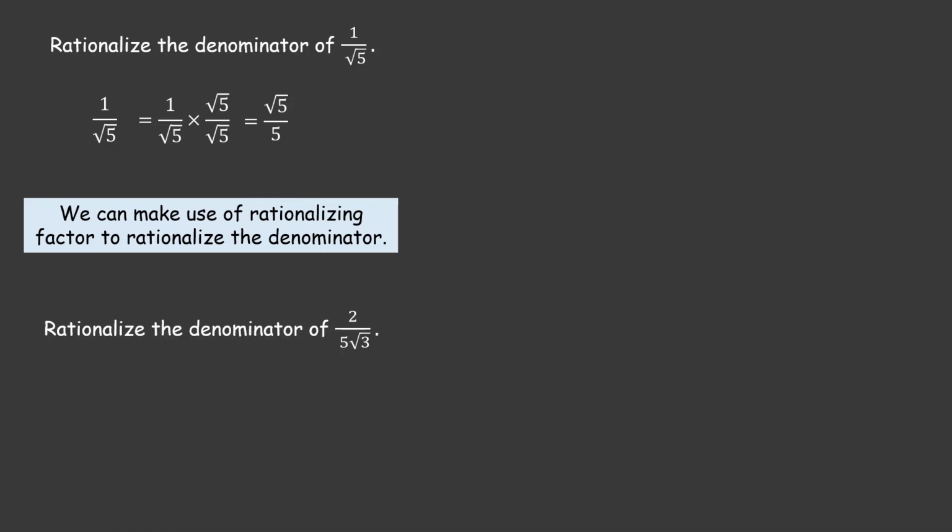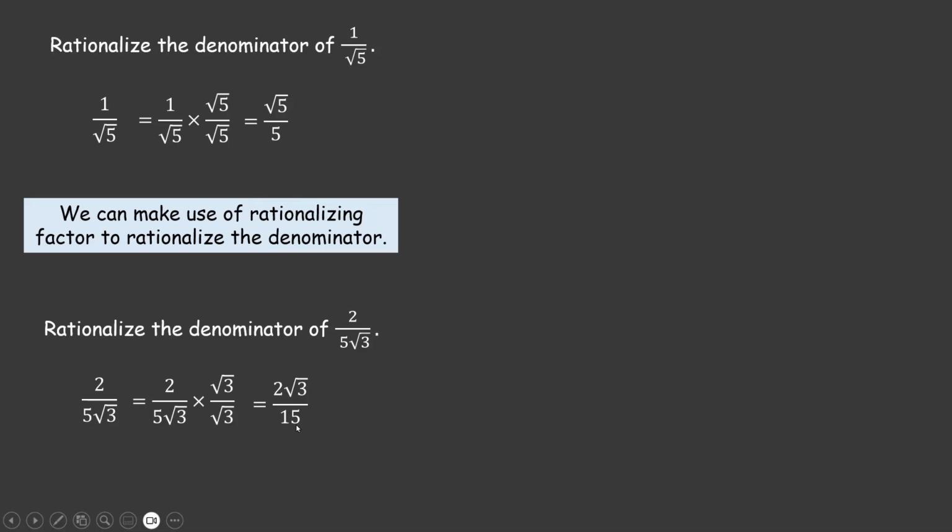Let's look at one more example. Rationalize the denominator of 2 by 5 root 3. Now here, the rationalizing factor of 5 root 3 can be root 3. So let's multiply and divide it with root 3. This will be 2 root 3 divided by 5 into root 3 into root 3, which is 5 into 3, which is 15.